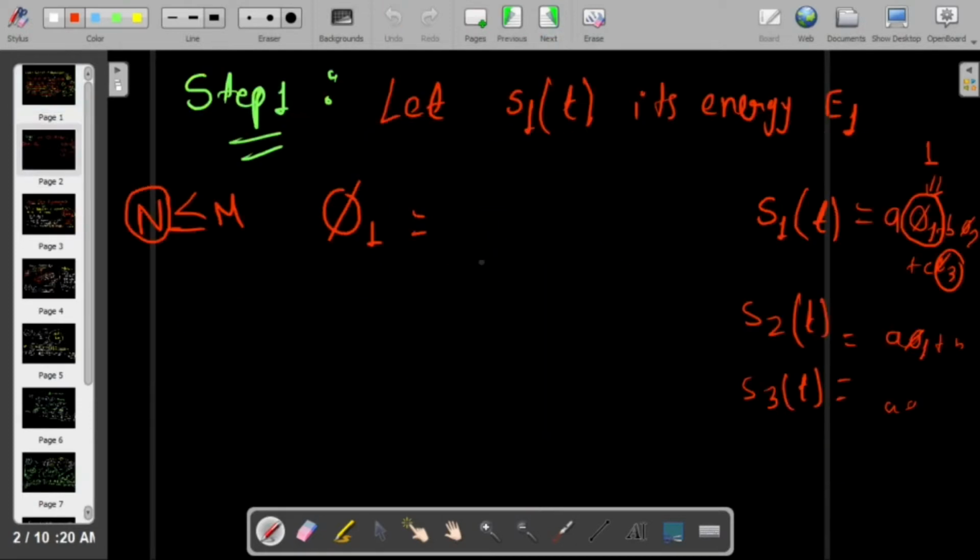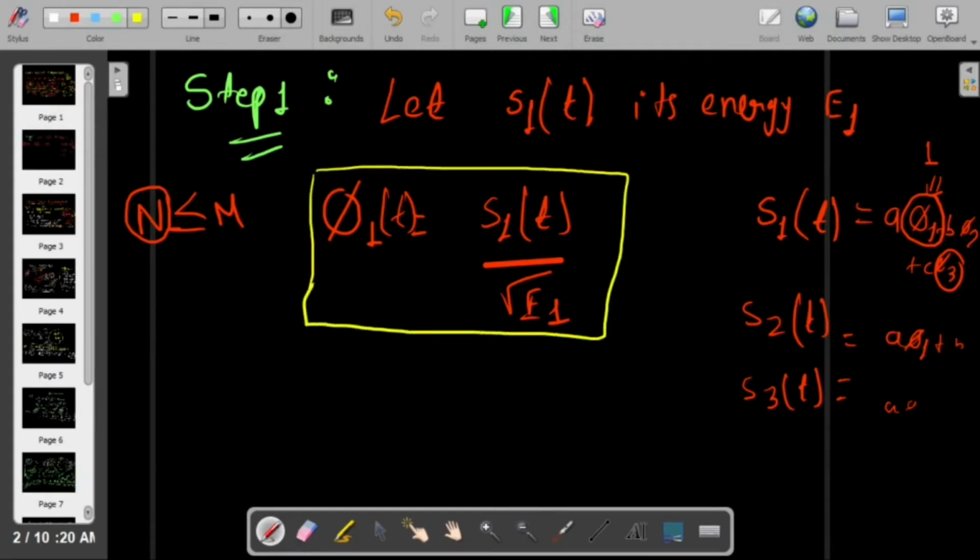Now phi 1(t) is directly given by S1(t) divided by the square root of E1. Now how did I directly write this? Because we know that if we divide S1(t) by its energy, because E1 is the energy of our S1(t), then this phi 1(t) will be a unit energy signal, correct? What we want is that this is orthonormal, that is, it should have unit energy. Now how do we verify that this has unit energy? We can directly calculate its energy.